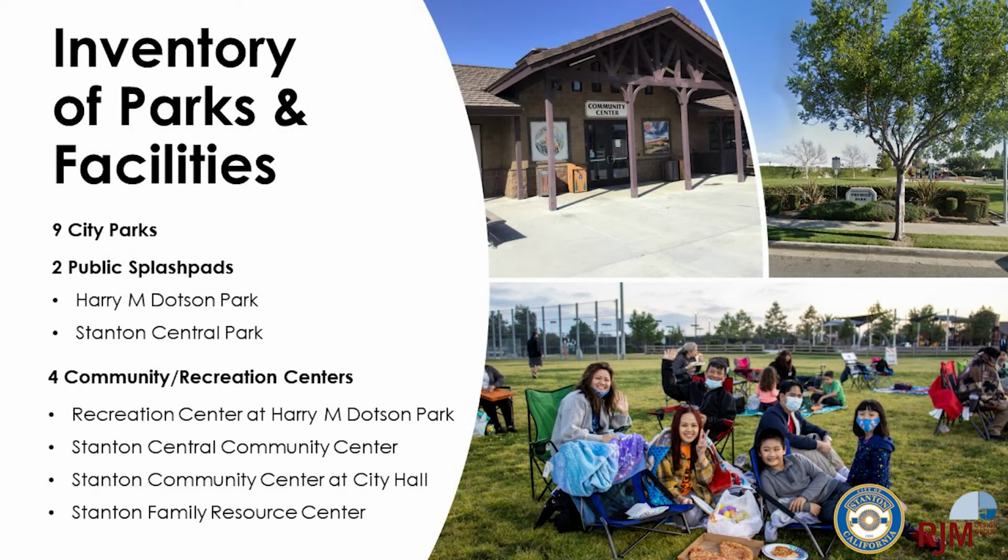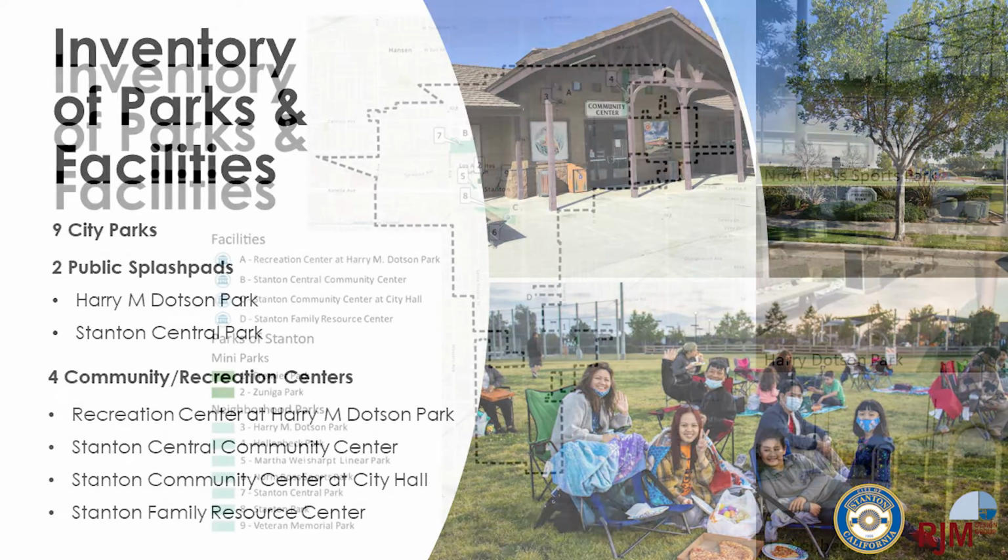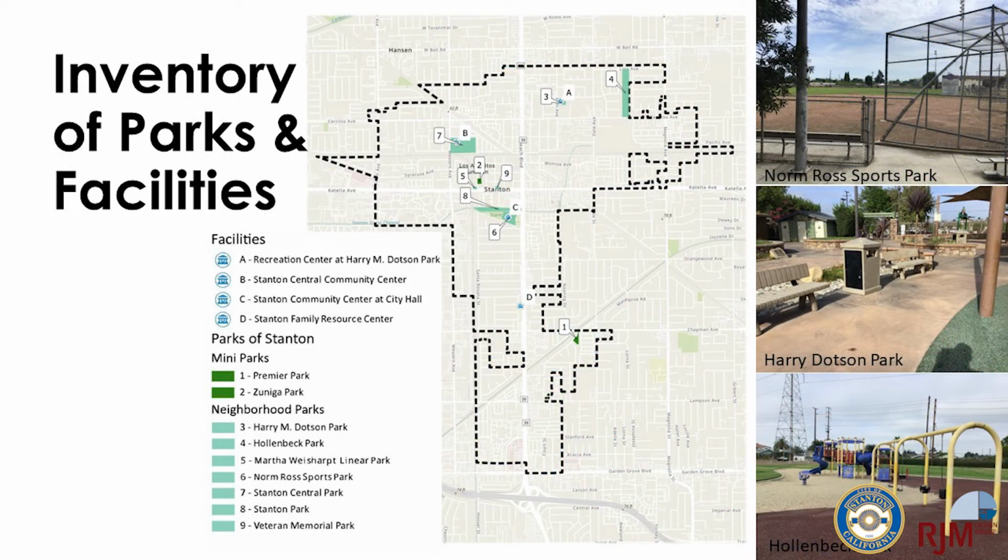As we conduct our inventory of parks and facilities, we'll look at their location, their condition, what amenities exist within the parks. Currently, the city has 9 parks, 2 public splash pads, as well as 4 community and recreation centers. The location of parks distributed throughout the city is as important as what amenities exist within those parks.